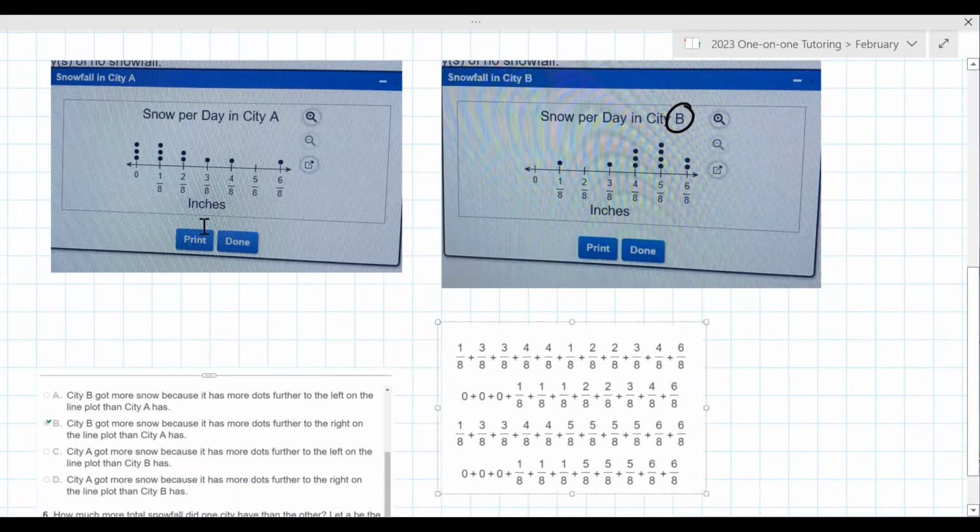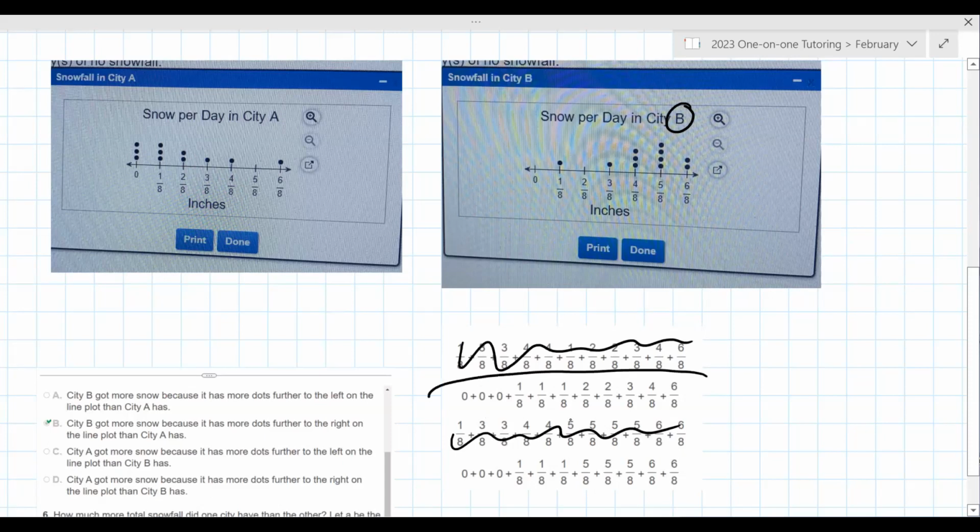So see how there's two that have 0, 0, 0. Yes. And then it's got to be 1/8 plus 1/8 plus 1/8. They both have that. But then we have two of the 2/8. So 2/8 plus 2/8. So this is your correct answer. You're just matching them up there.